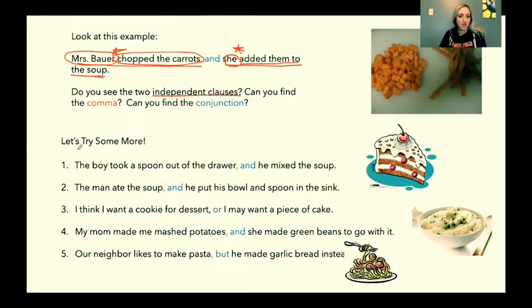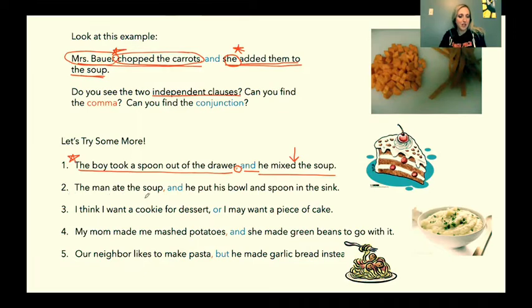Let's look down here. The boy took a spoon out of the drawer, and he mixed the soup. I see an independent clause. The boy took a spoon out of the drawer. And he mixed the soup. That is another independent clause. I see a comma and a conjunction to combine them. This is a compound sentence. Very good.